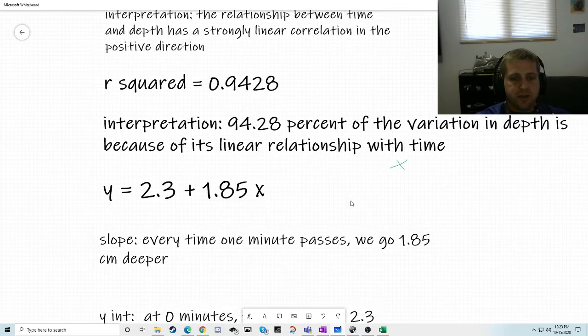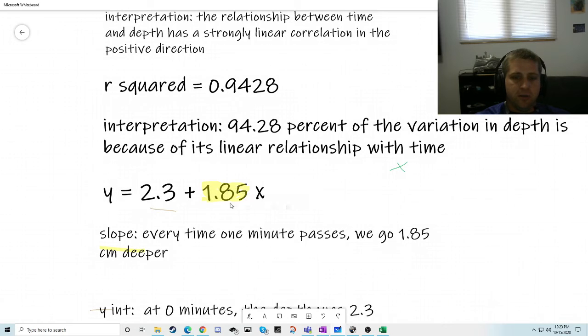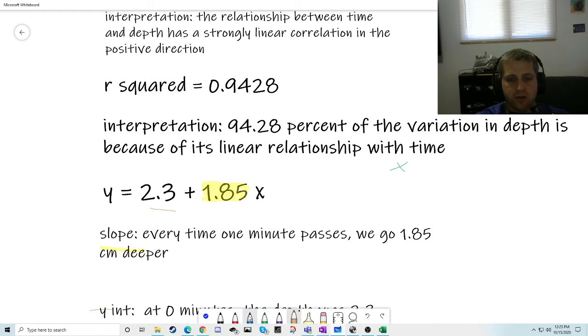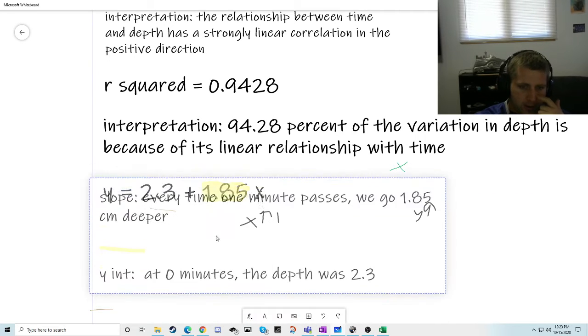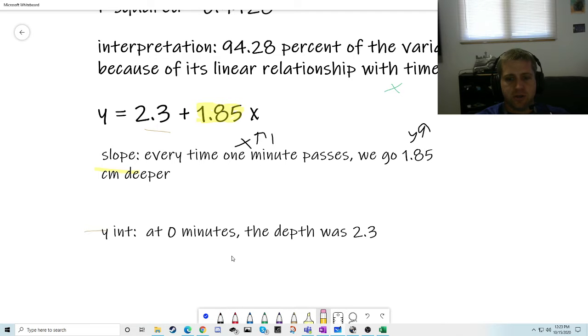Interpreting slope and y-intercept. There's a whole slope video on this. I know, I'm going to post all these. I've made a million videos today. That's our slope, and that is our y-intercept. So to interpret the slope, it's every time x goes up 1, y goes up by this much. So again, I could specify every time 1 minute passes, that's our x. Every time x goes up 1, y goes up by this much. So as x goes up by 1, y goes up by this much, or down, if it's negative. And then the y-intercept is at 0 minutes, you got the y-intercept. So at 0 minutes, the depth is 2.3.